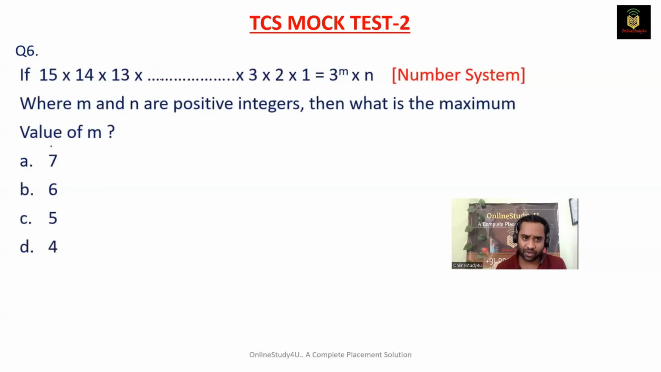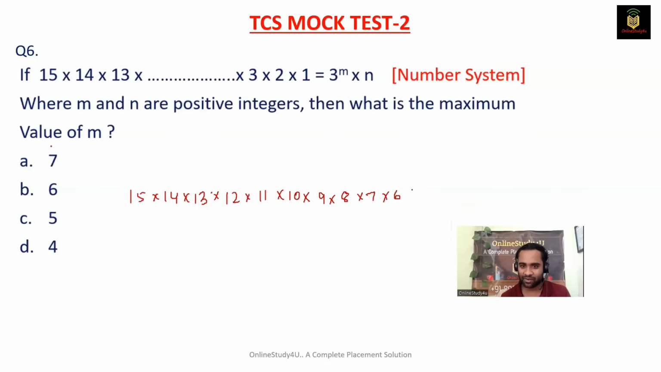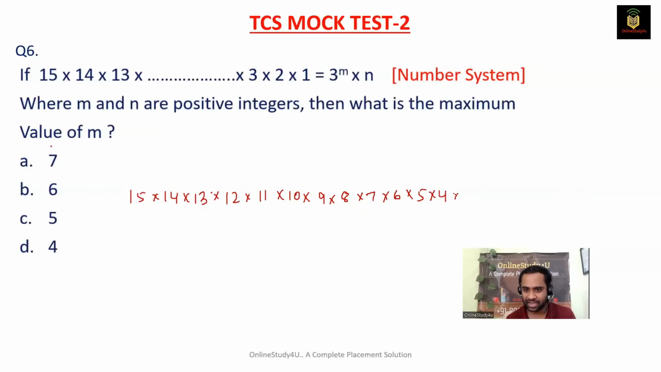Now, if 15 into 14 into 13 into 12, I'm just writing it so that you understand. You don't have to write all of it, but you have to understand. Understanding the question and then how we will be able to solve it is very important in aptitude. So if 15 into 14 into 13 into 12 into 11, 10, 9, 8, 7, 6, 5, 4, 3, 2, 1 is equal to 3 to the power m into n, where m and n are positive integers.